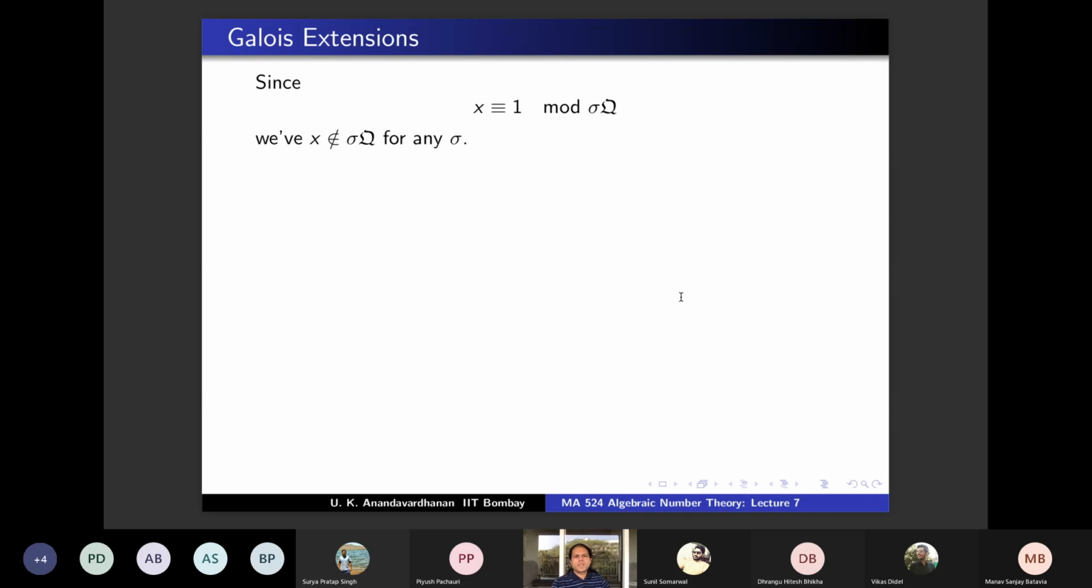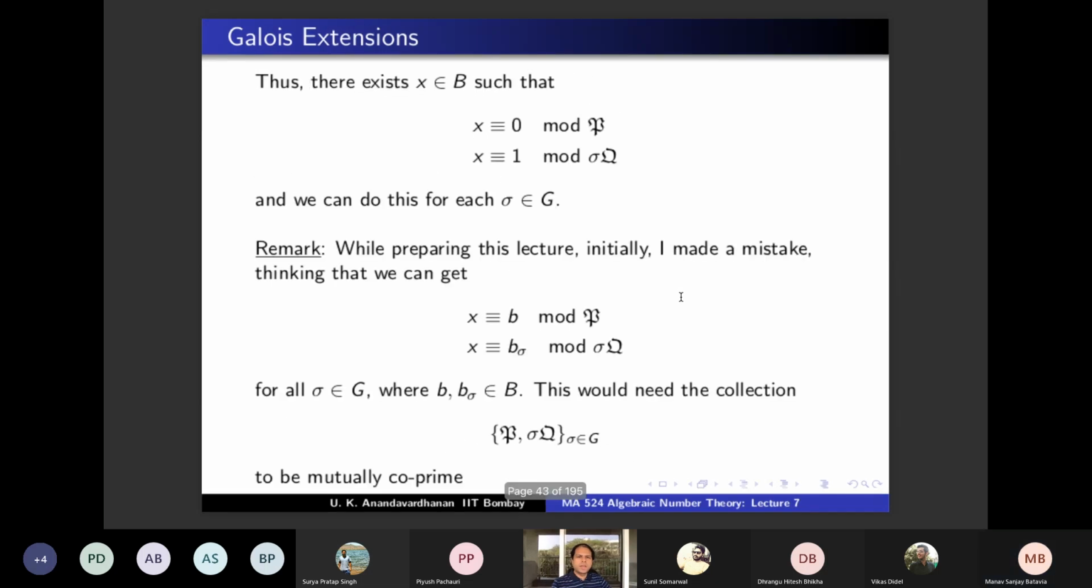Why? Because if x belongs to sigma q, x minus 1 is also in sigma q, therefore 1 will belong to sigma q, but that's not true. It's not the full ring. It's a maximal ideal. So we saw that x does not belong to sigma q for some fixed sigma, right? No, for any sigma, that is the remark that I was making here, because it's the same one, no? All your b sigmas are the same.